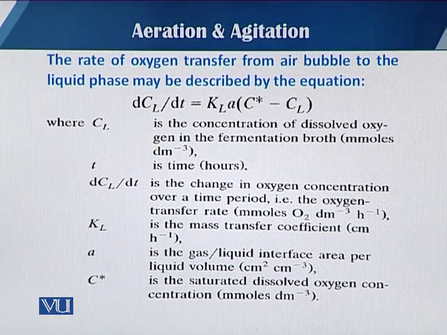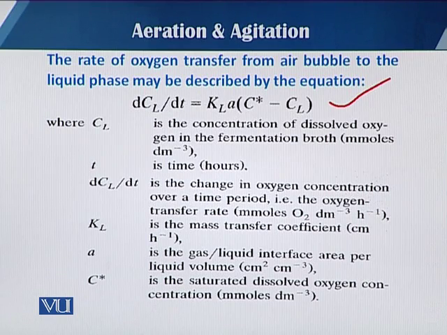Here in this module, we will talk about the rate of oxygen transfer from the air bubble to the liquid phase, which can be expressed by this equation. You can see here that dCL over dt is equal to KLa into C star minus CL. This is a very important equation from the aeration and agitation point of view.